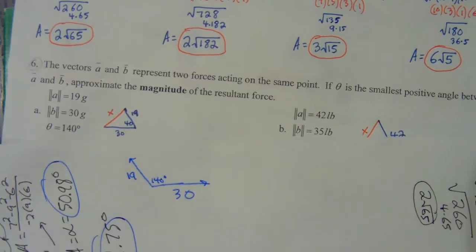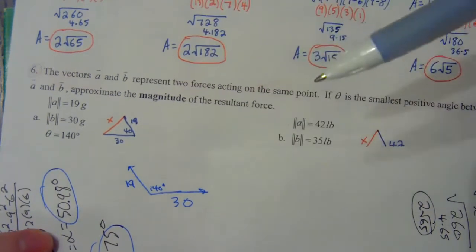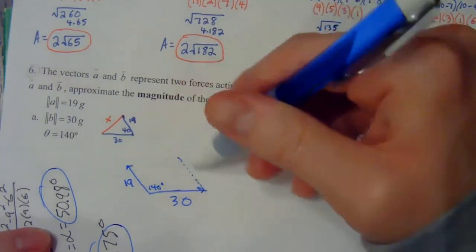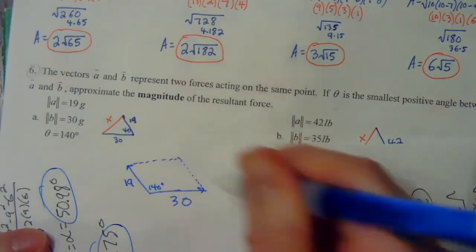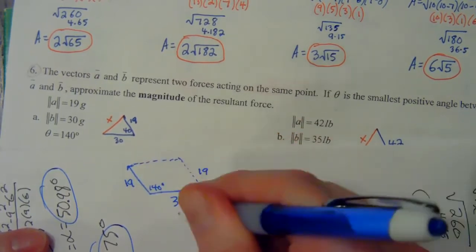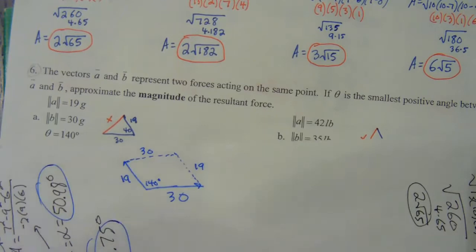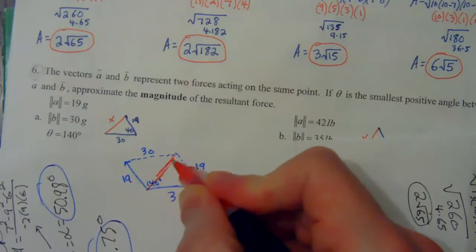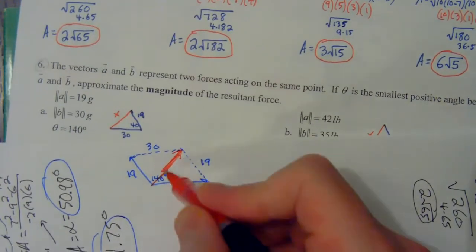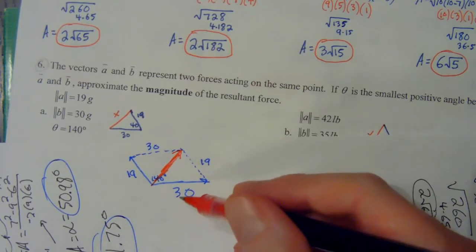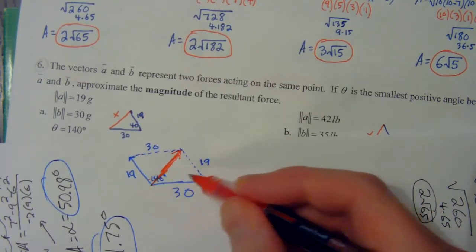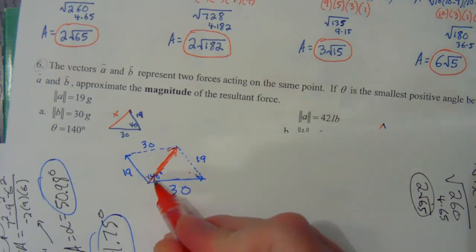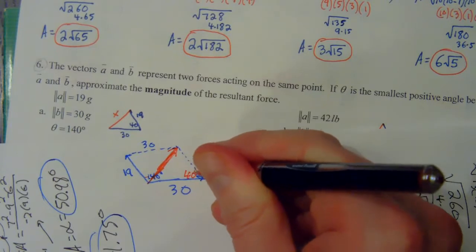Now, when it wants the resultant vector, it wants us to add up these two vectors. One way to add them is to use the parallelogram law. I'm going to draw this parallel to that, and this one parallel to this one. So this is another 19 over here, and another 30 over here. The resultant vector is this vector right there, the length of that red vector. Remember, two consecutive angles of a parallelogram are supplementary, which means they add up to 180 degrees. So 180 minus 140 gives me 40 degrees right here.